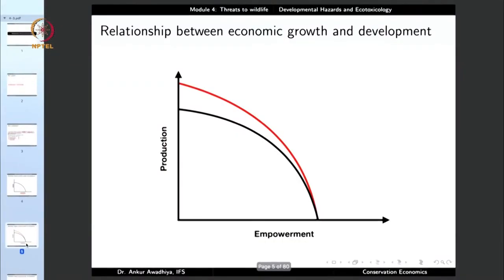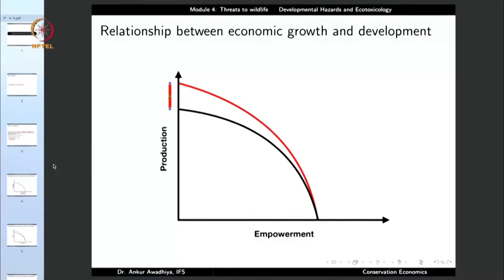So when we talk about economic growth, we say that the production is increasing. So this is how the production possibility frontier will look like when the production increases. Now, when the society shifts from the black curve to the red curve, then the amount of production in the economy has gone up, but the level of empowerment has not changed. So probably people are still illiterate, people are still unhealthy, but there are some people in this society that have become richer. So this is an example of an economic growth without any amount of empowerment to the society.